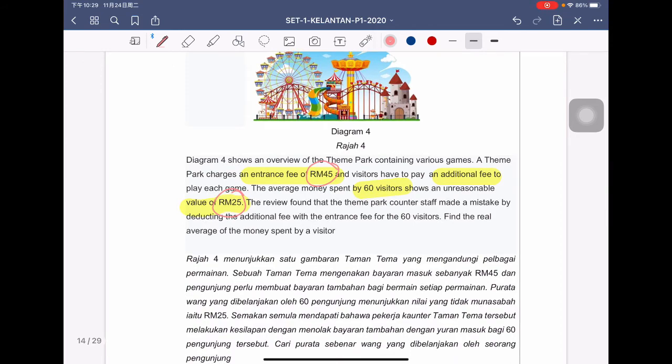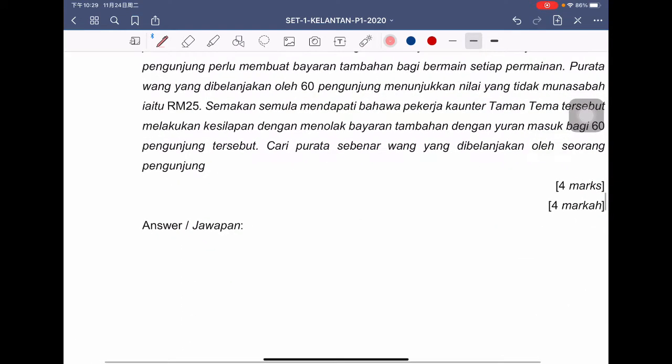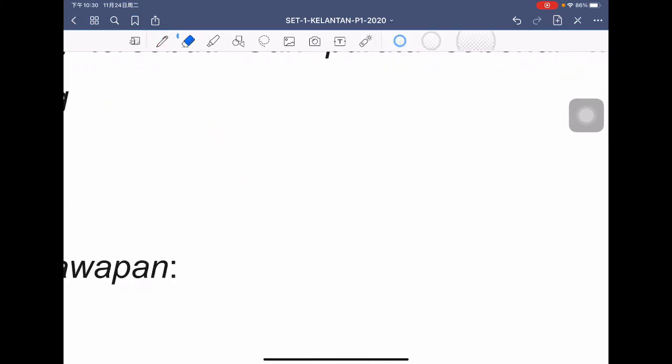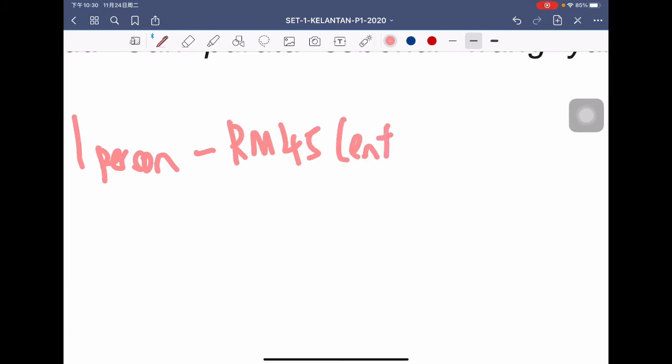Okay, so for the entrance fee, one person needs to pay about 45 ringgit for the entrance fee. Is it?